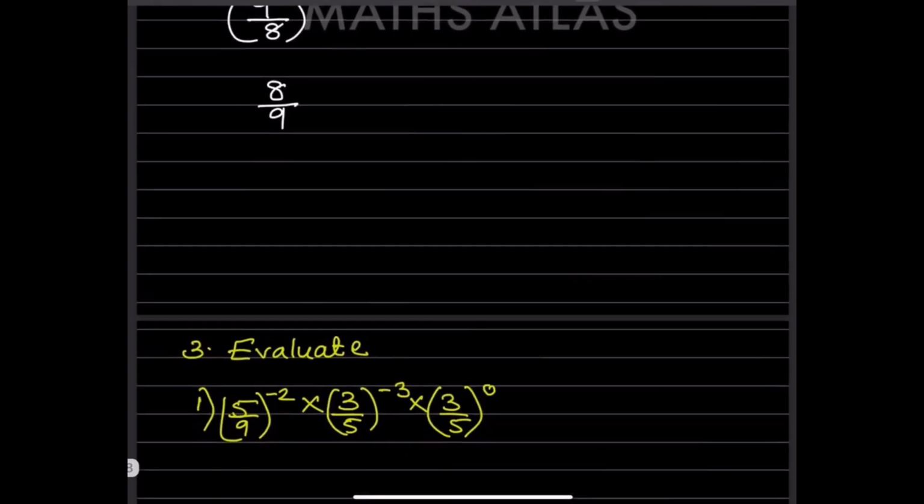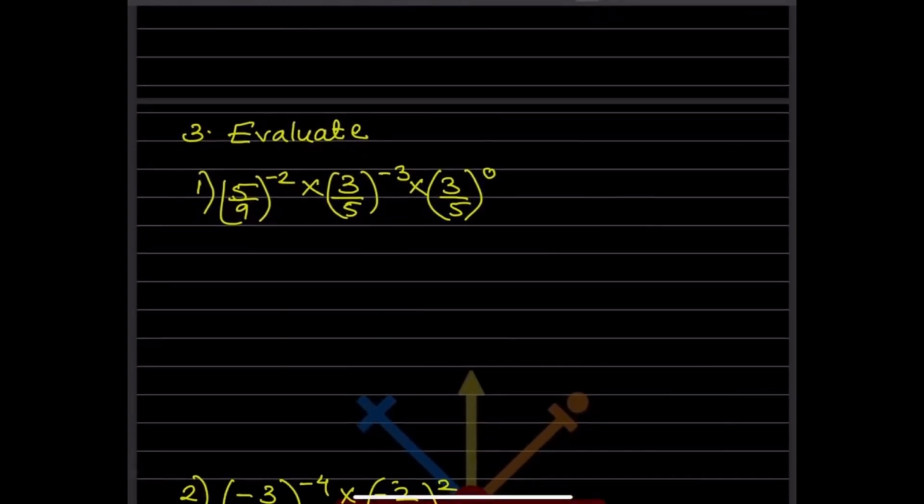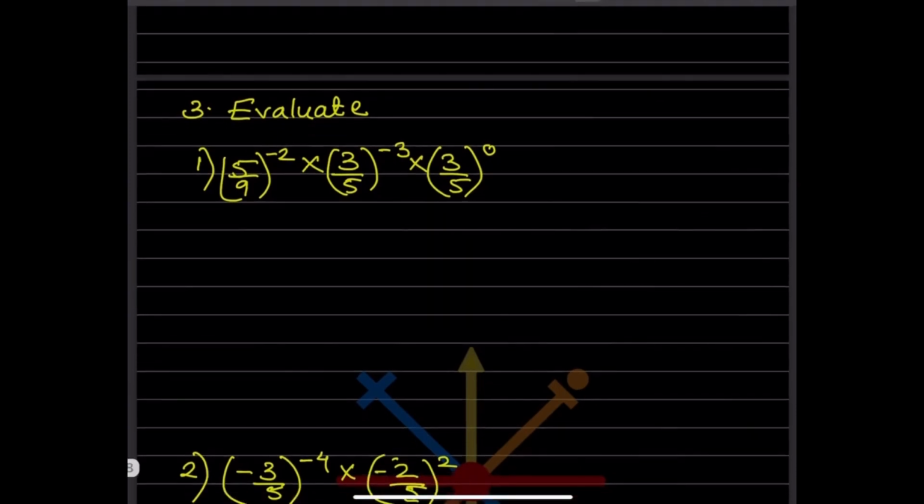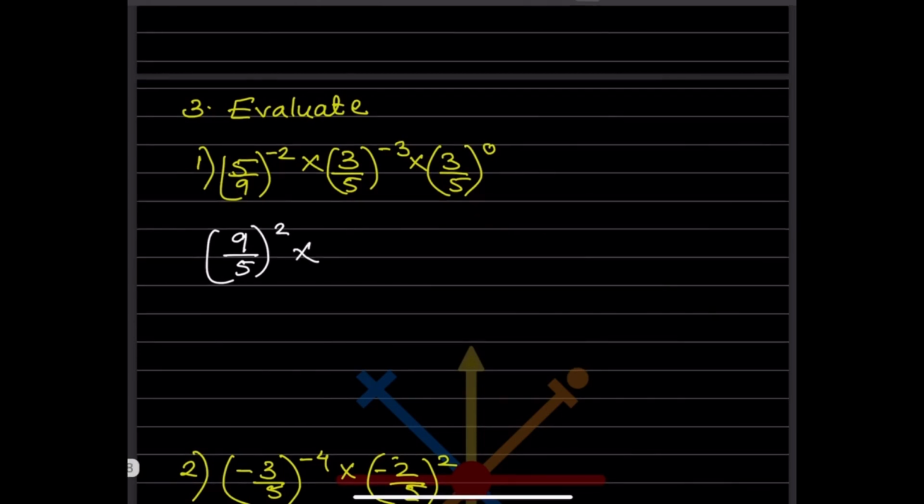Now let us see here, evaluate. Here actually the base is different for the first part. But first thing, what are we going to do? Because the exponent is negative over here, you're going to make it positive. So this 5 by 9 is going to be 9 by 5 raised to 2. And for the second one, this is negative, so you are going to make it positive. And this one, as I told you in the start, the rule: anything raised to 0 is going to be 1. So for this part, you are going to write 1.